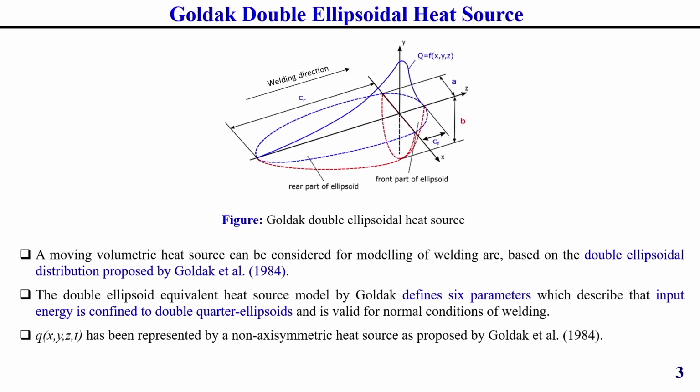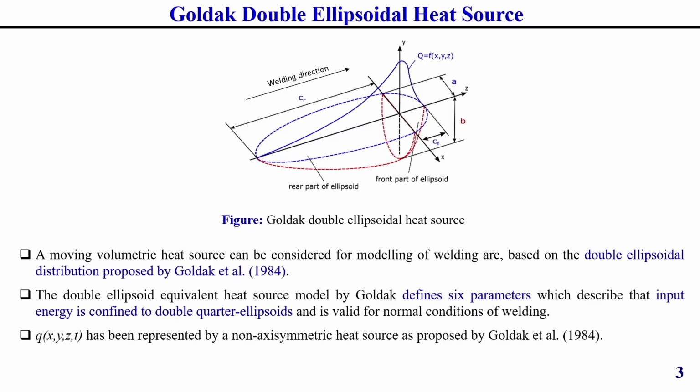All of you are very well familiar with the point and line heat source model. Till now I have discussed them in detail in this course, at the beginning itself. Now I am going to discuss this Goldak double ellipsoidal heat source model. What is this? It is actually a moving volumetric heat source, which can be considered for modeling of the welding arc, based on the double ellipsoidal distribution proposed by Goldak et al.